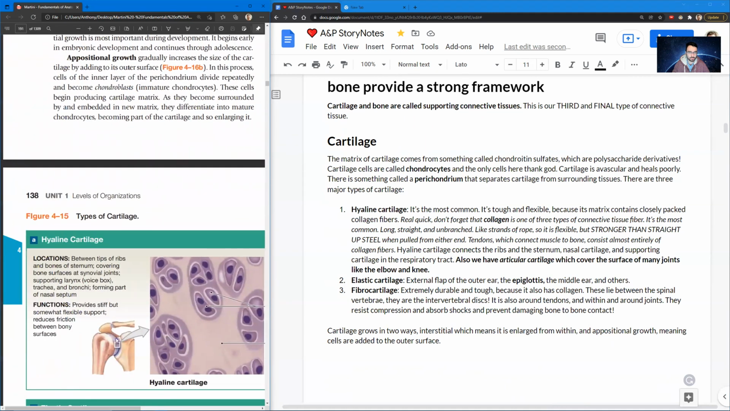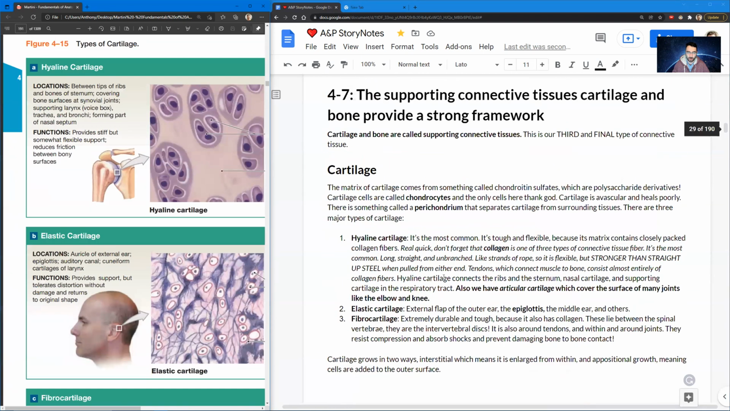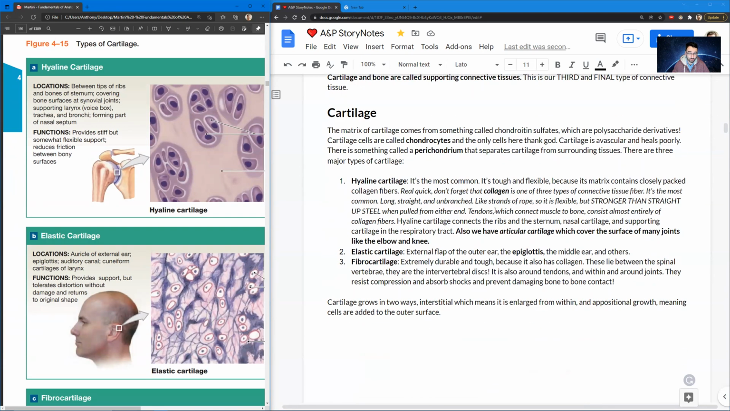There are three major types of cartilage. We have hyaline cartilage, elastic cartilage, and fibrocartilage. All right, hyaline is the most common. It's tough and flexible because its matrix contains closely packed collagen fibers. And don't forget that collagen is one of three types of connective tissue fiber. The other ones are elastic and reticular. Collagen is the most common. It's long, straight, unbranched, like a steel rope. It's flexible but stronger than steel when pulled from either end. All right. Tendons, which connect muscle to bone, consist almost entirely of that collagen fiber.